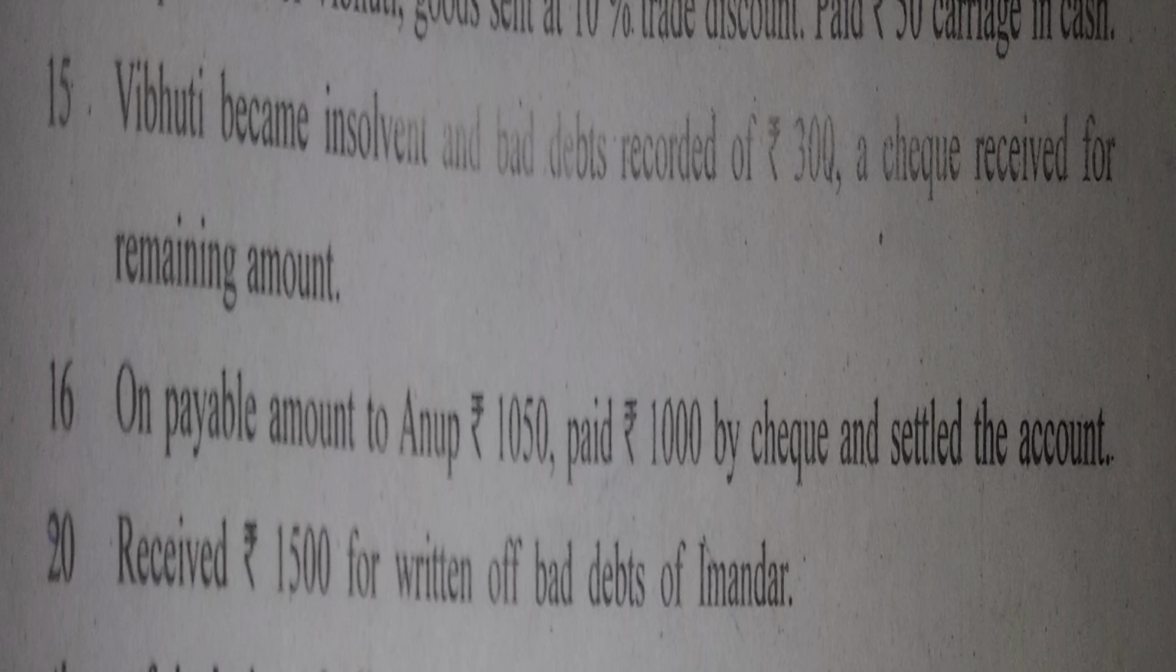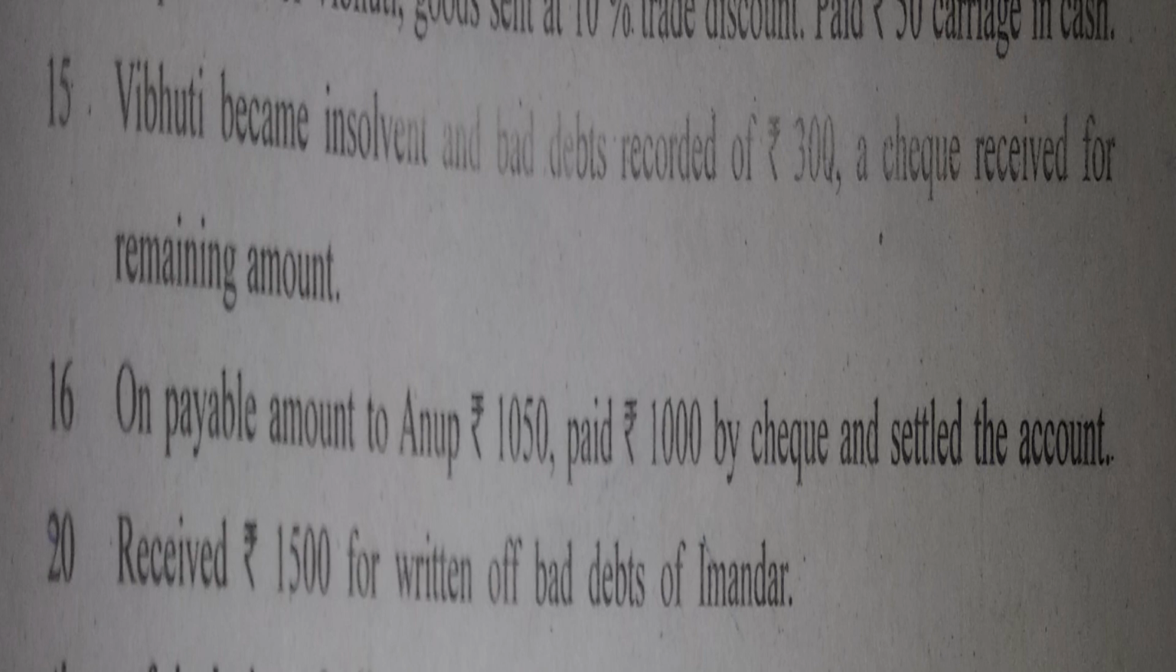In the bank itself. So where will the money come? In the bank. So who is the receiver? Bank. So bank account debit 4,200. Bad debts account debit because it is a loss, 300. To Vibhuti account 4,500. And the journal entry for 15th of June is complete.